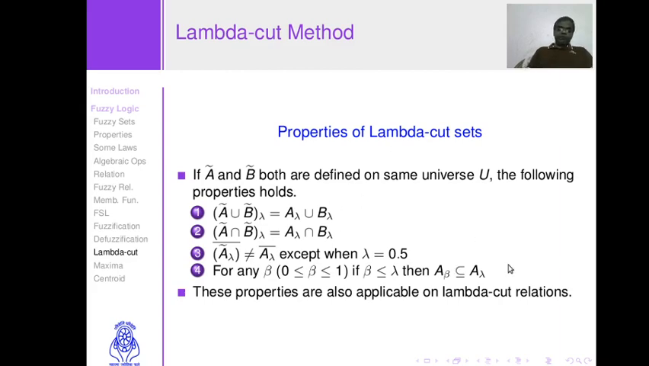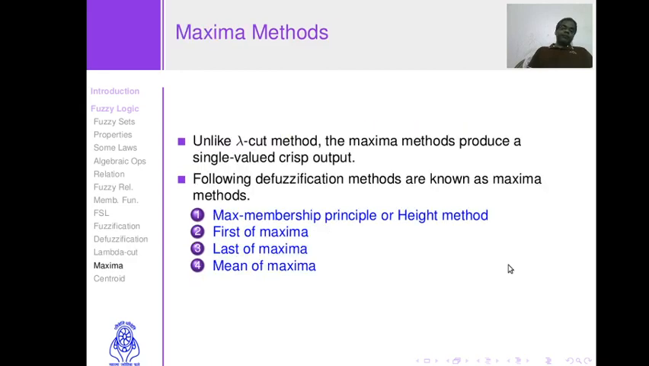But lambda cut methods have a disadvantage: they cannot generate a single value for a given membership function, but often in many applications we do not require a set, rather we require a single value. In that case lambda cut methods are not applicable, and we have to use some other methods. These methods are maxima methods, centroid methods and weighted average methods.